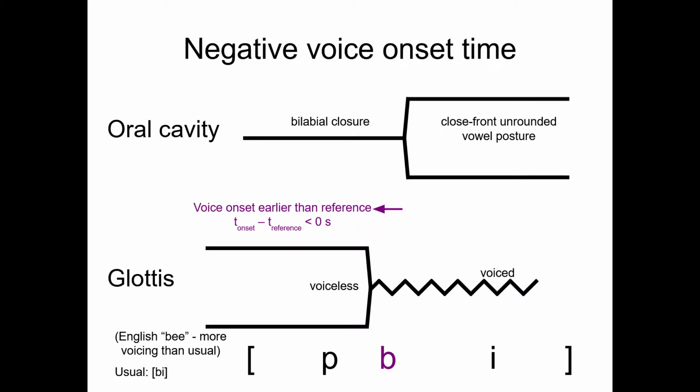Of course, the other thing that could happen is that the onset of voicing happens before that release. And in that case, we have a period here where we still have the consonantal closure, bilabial closure, but we have voicing happening. So we have a little bit of an actual voiced consonant, B.